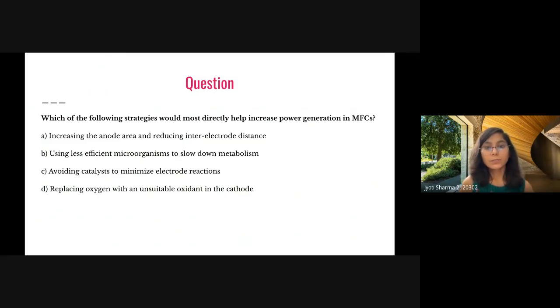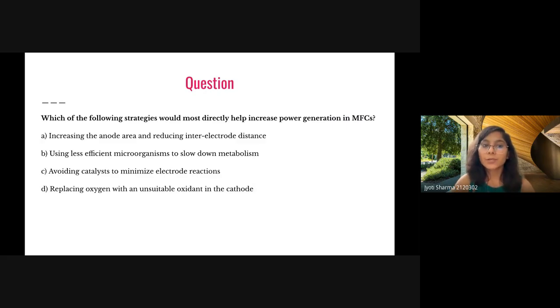Okay, so the next question is, which of the following strategy would most directly help increase power generation in microbial fuel cell? As in the last slide, we learned that there are some losses, and due to which the efficiency will be less than 100%, right? So to increase that efficiency or to increase the power generation, what strategy would help us the most?